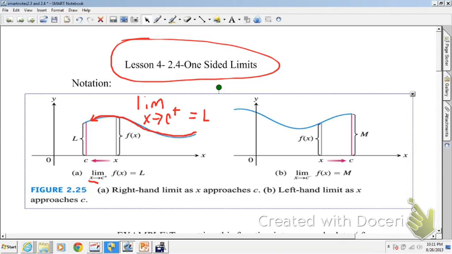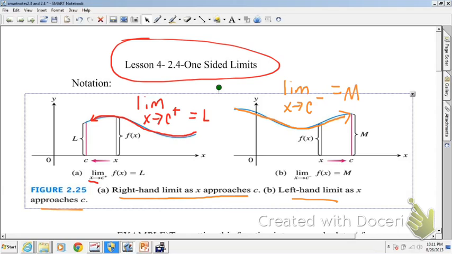Okay, here, I'll do this in another color, orange. Here, I'm coming in towards a point C, but I'm coming in from the left. So we're going to denote that, the limit as x approaches C, and it looks like C negative, but we read that as the limit as x approaches C from the left. And that's going to be equal to M. Okay? So the right-hand limit as x approaches C and the left-hand limit as x approaches C are given.